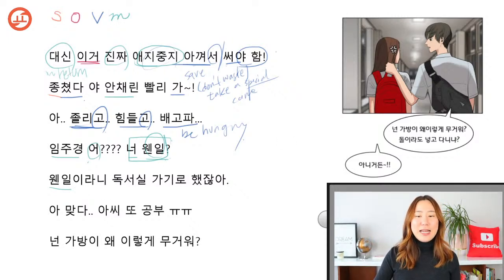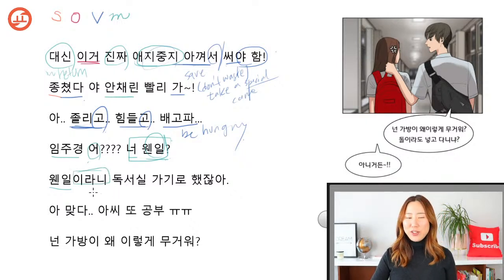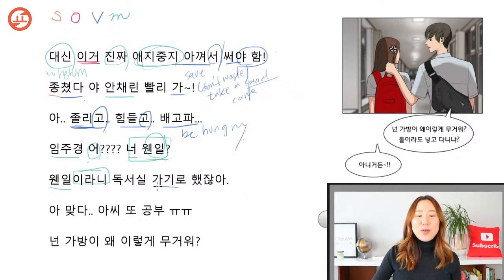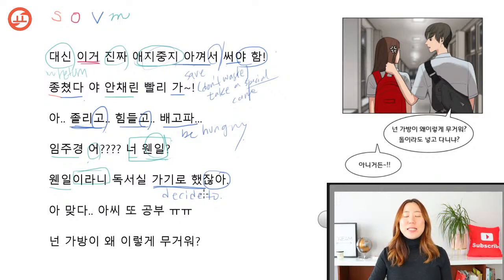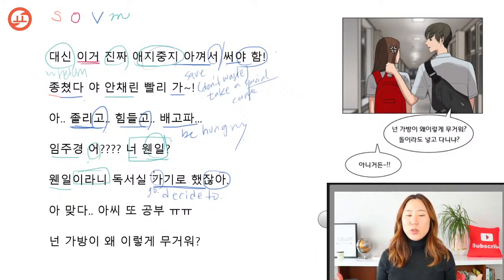And then 이라니. I'm surprised. Flabbergasted. What brought you here? 독서실 가기로 했잖아. We decided to go to 독서실, right? 가기로 하다. This is decide to. Past tense, you know? We decided to go where? 독서실. This is study room. But it's not the same thing as 도서관. 도서관 is like library, more open. 독서실 is you have your designated space, small one. And you pay to go in.